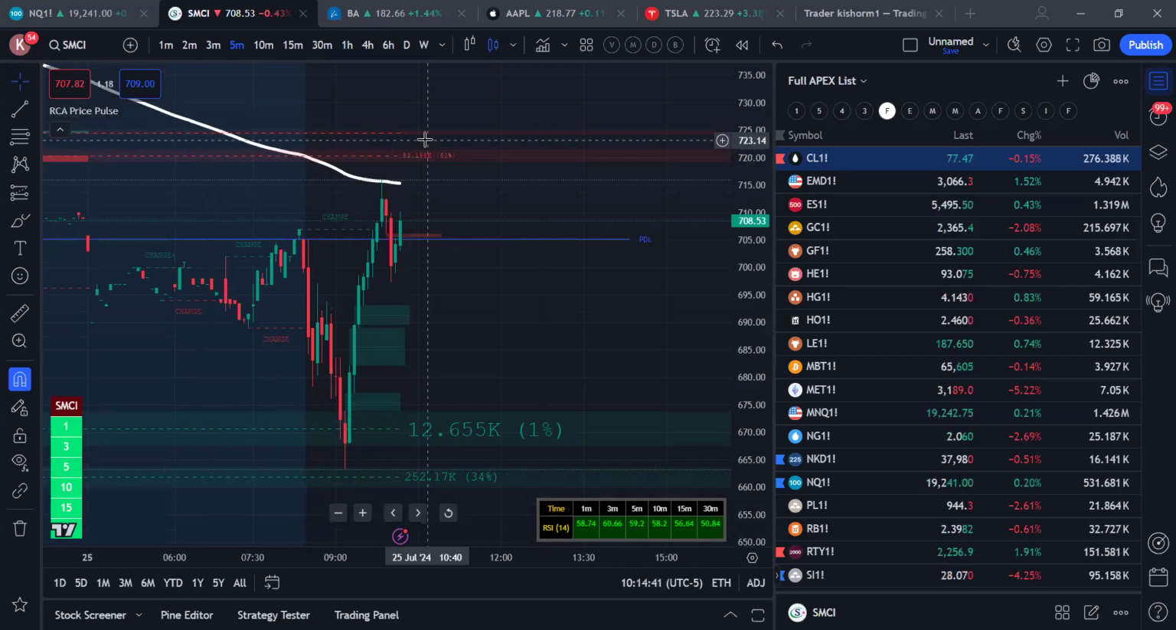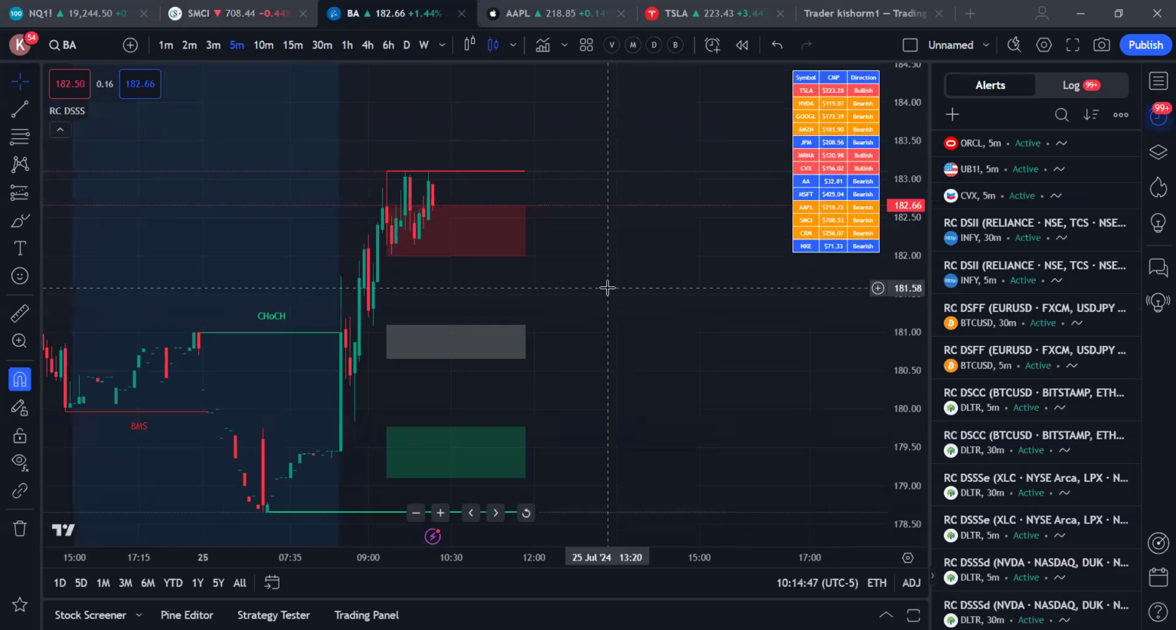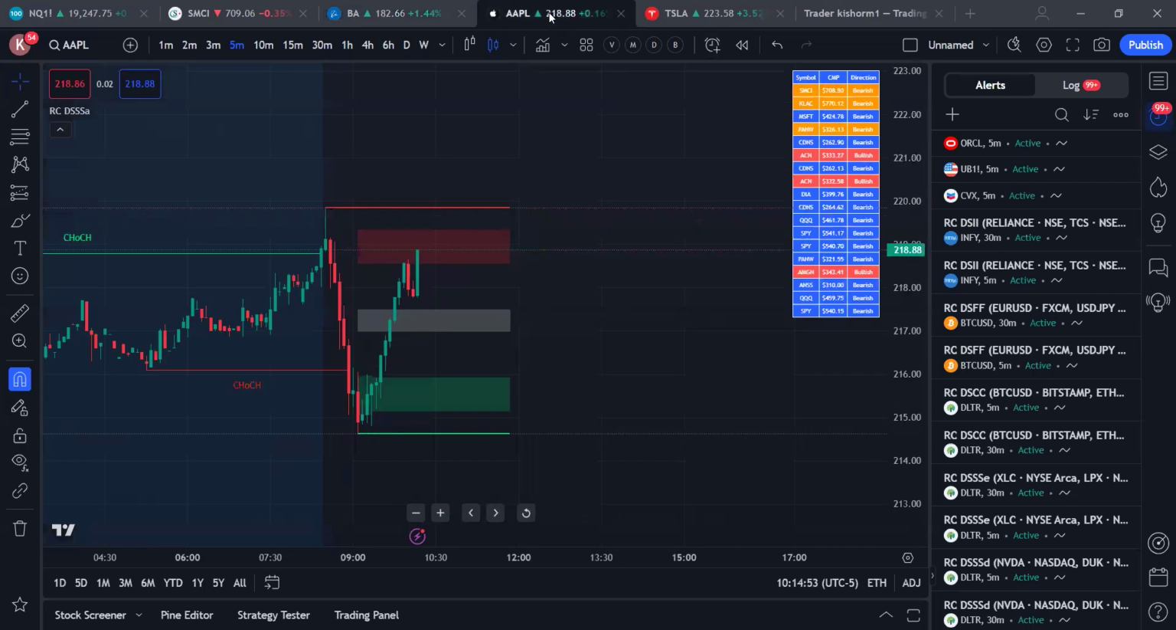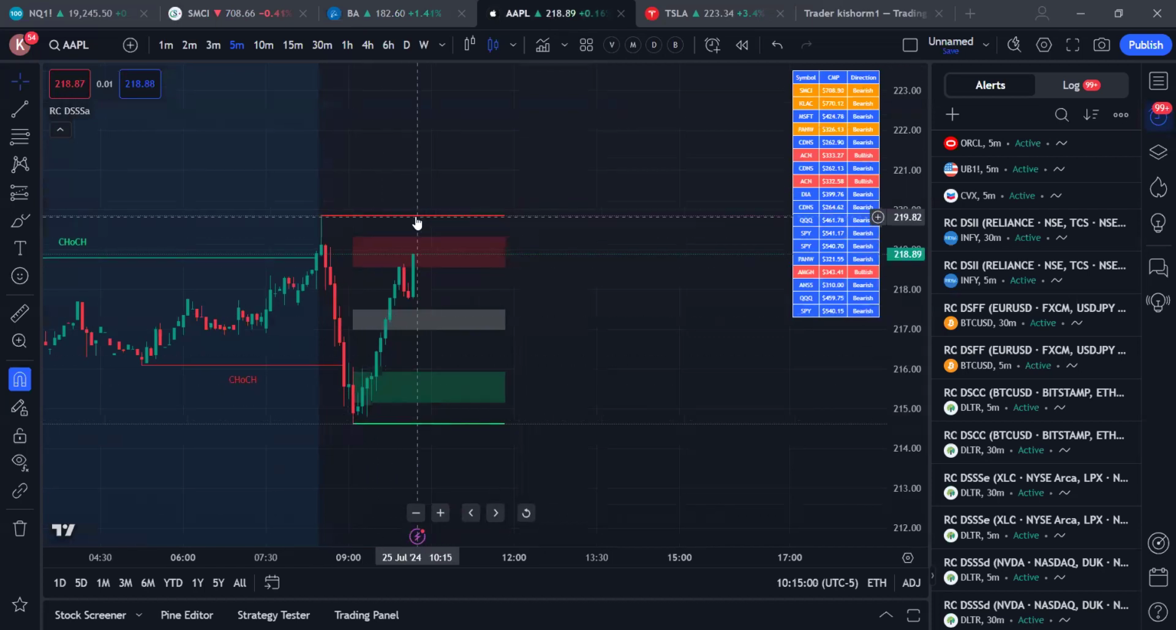Still, we don't have a sell signal on NQ. We are still waiting for that. BA, we can. Apple is still going up. It should touch the resistance before we can see a drop.